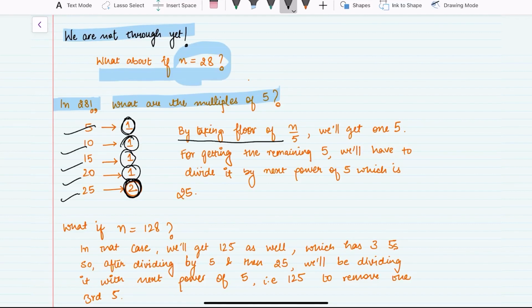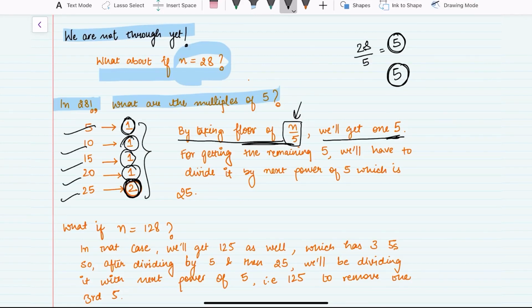So by taking the floor of n by 5 with the formula, we would get 28 by 5, which gives us 5 only. That means here we are going to get just 5 zeros. But here we can see that there are 6 zeros in total. So for getting the left out 5, the 5 which is still to be counted, we'll have to divide by the next power of 5, which is 25. So now we actually have to calculate with the power 25.